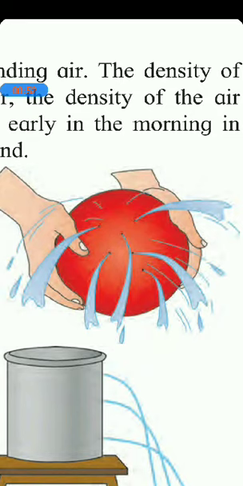Here we have one balloon, or any plastic ball you may take, which contains a hole in it, and we have filled it with water. What we are able to see is that the water is coming out of those holes, which means it can come out from a very tiny space.